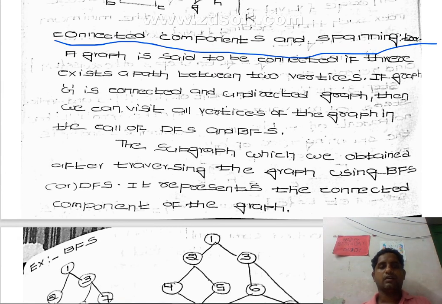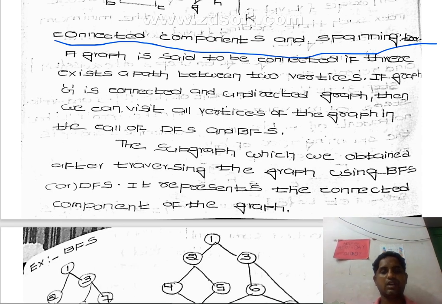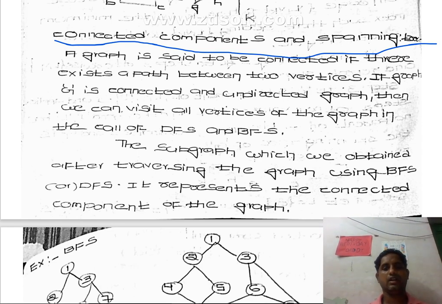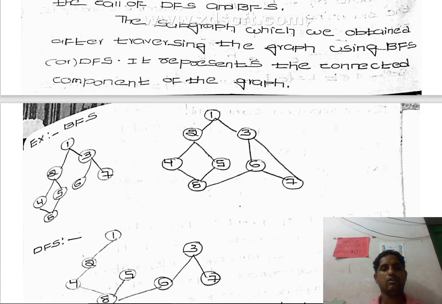So connected components and spanning trees. Using connected components, we can use breadth first and depth first. A graph is said to be connected if there exists a path between two vertices. If graph G is connected and undirected, then we can visit all the vertices of the graph by calling DFS and BFS. The subgraph which we obtain after traversing the graph using BFS or DFS represents the connected component of the particular graph. Likewise, we have to take a graph and draw the BFS and DFS.